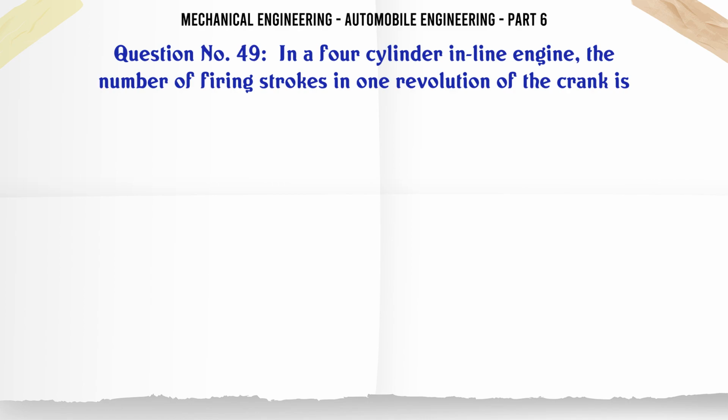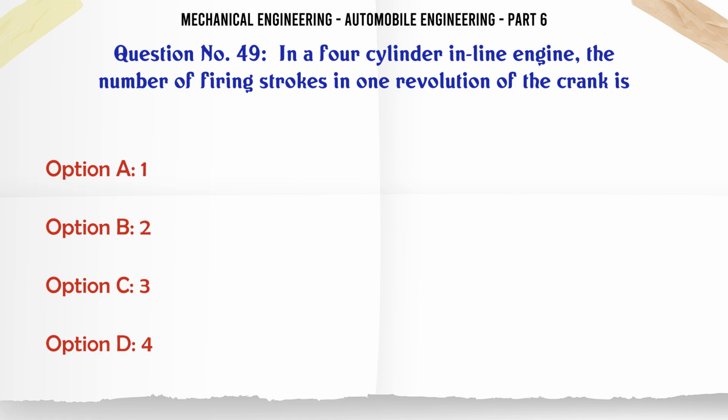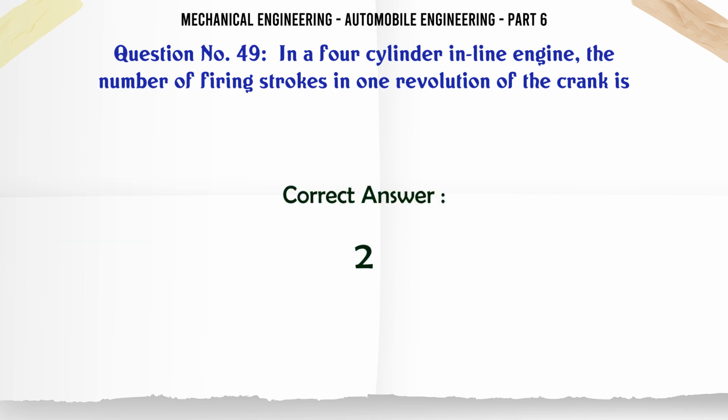In a 4-cylinder inline engine, the number of firing strokes in one revolution of the crank is: A. 1, B. 2, C. 3, D. 4. The correct answer is 2.